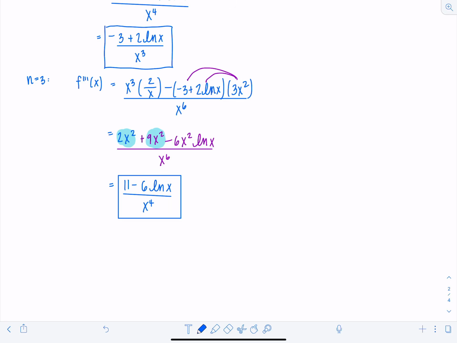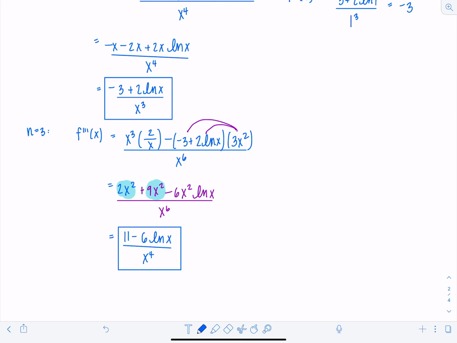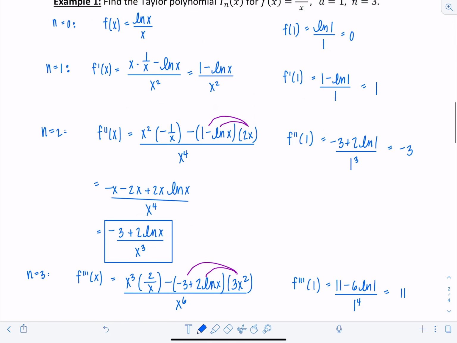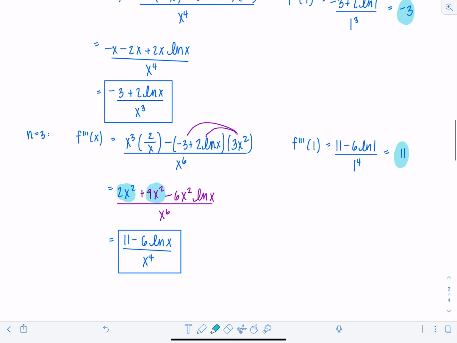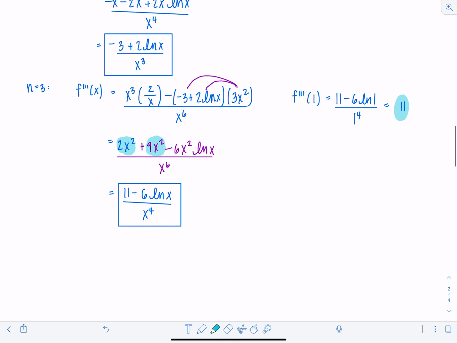All right, and then I need to evaluate this third derivative at 1. So f triple prime of 1 is going to be 11 minus 6 ln of 1 over 1 to the 4th. So 11 minus 0, so that's 11. So let's collect all our coefficients. So we've got 0, 1, negative 3, and 11, and we're centered at a equals 1. Okay.